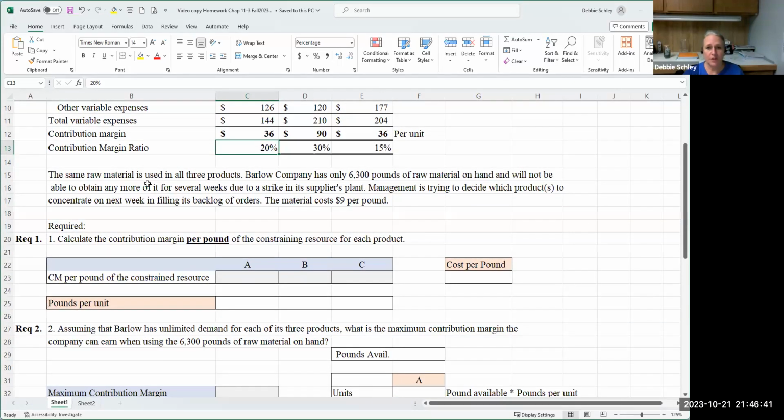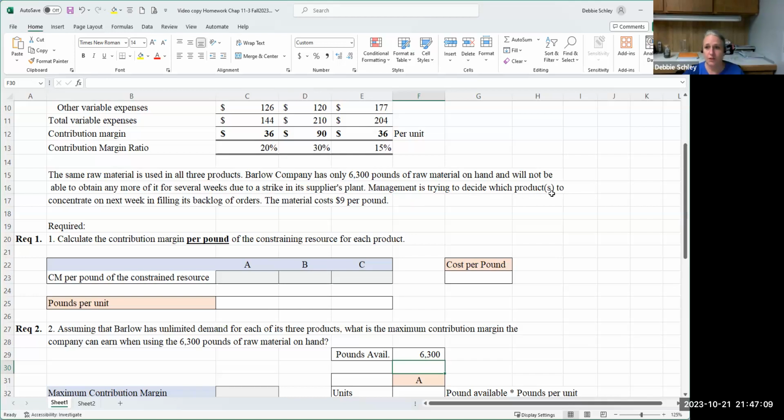So the same raw material is used in all three products. Barlow Company has only 6,300 pounds of raw material on hand. So I'm going to put that right here, 6,300 pounds available. So that's all I've got. That's my constrained resource. And will not be able to obtain any more of it for several weeks due to a strike in its supplier's plant.